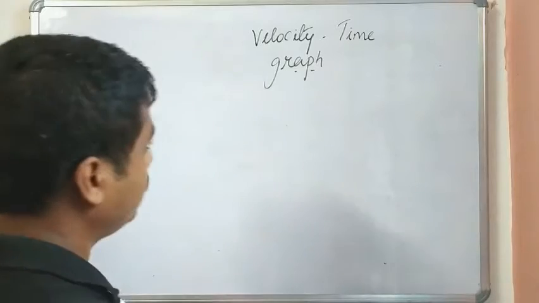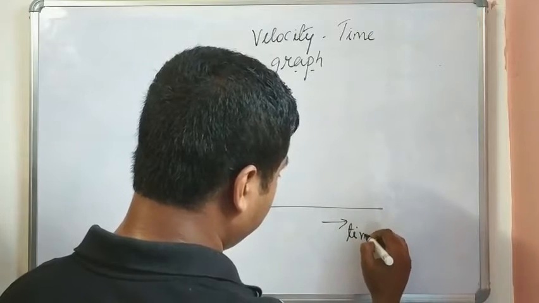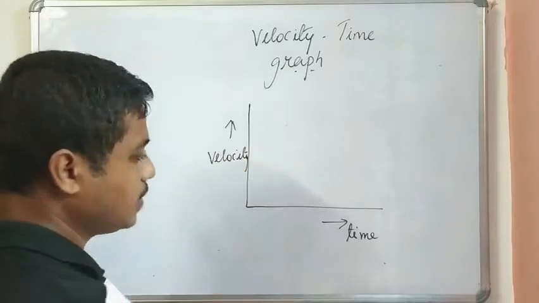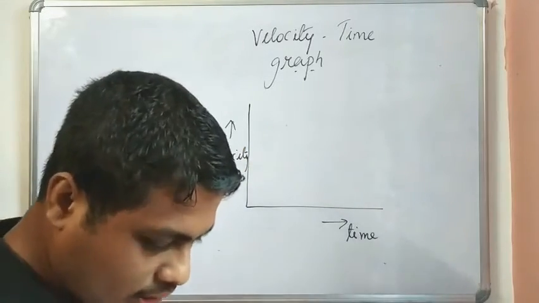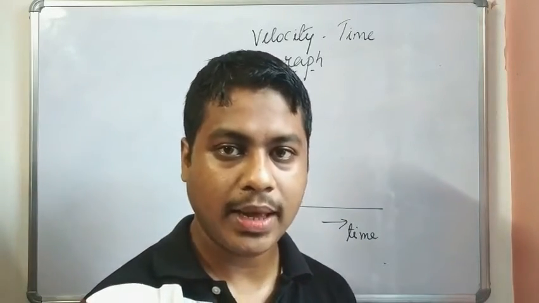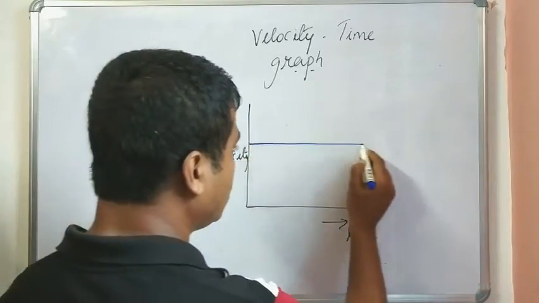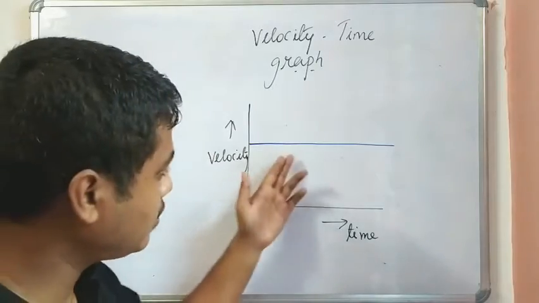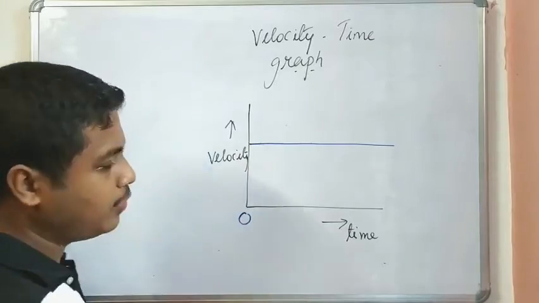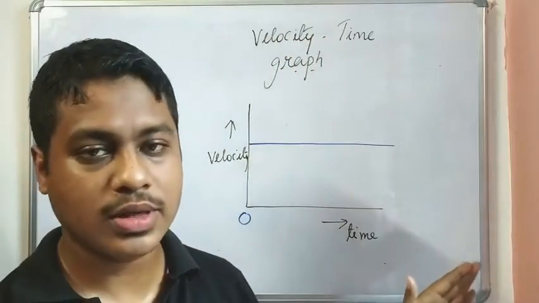So for the velocity time graph, again we have on the x-axis time, on the y-axis velocity. Clear? Now if it is in uniform motion, the graph should be parallel to the time axis. This should be parallel to your time axis. क्योंकि यूनिफॉर्म है तो वेलोसिटी throughout the whole time will remain the same. Clear? Same way, the procedure that we have followed in the last graph, here also you follow the same thing.